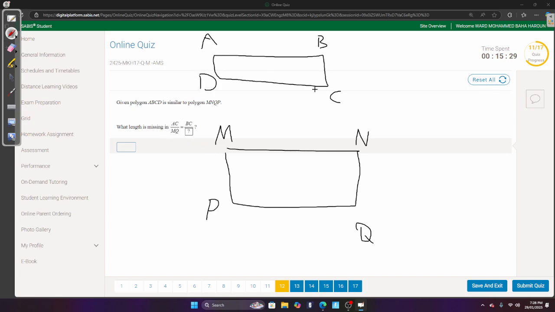AC is equal to MQ. See, it's equal. AC over MQ is equal to BC over NQ. They're literally parallel, I think. I'm not sure. I'm also stupid. NQ.